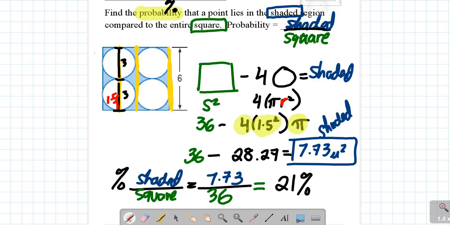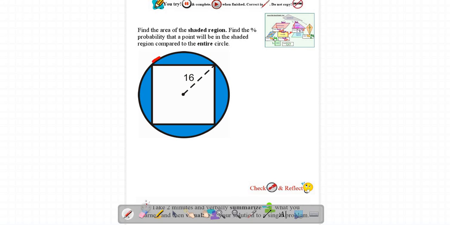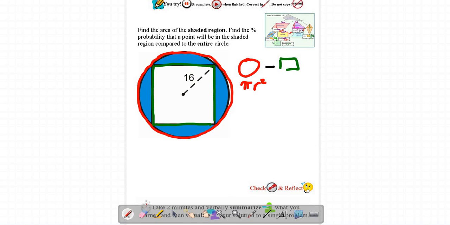Alrighty, guys. Last one. Shaded region. Again, let's make our picture equation. I'm just going to give you a little push in the right direction. To get our shaded region, the circle is pi r squared. And to get our shaded region, we're going to be minusing this square. Now, warning, there's a shortcut here. You might be interested.